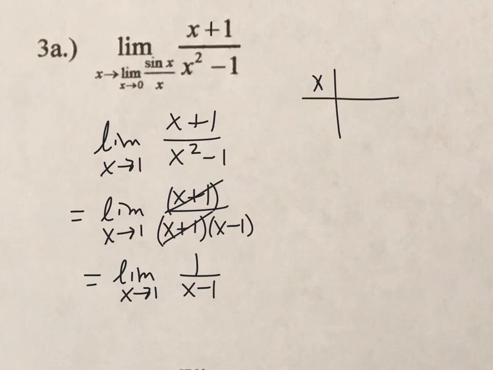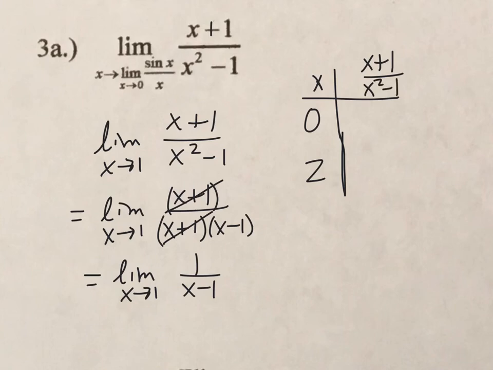So how about we choose 0, because 0 is to the left of positive 1. And then let's also choose 2, because 2 is to the right of positive 1. So then let's see what happens to x plus 1 over x squared minus 1 when we put 0 in for x and then when we put 2 in for x.